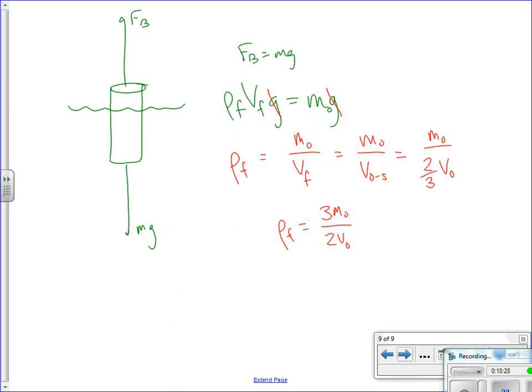That's just algebra. And the volume of the object is 3 mass of the object over 2. Hang on, do we give the mass? Yeah, we do. Over 2 times the height of the object, area of the object. Answer C.